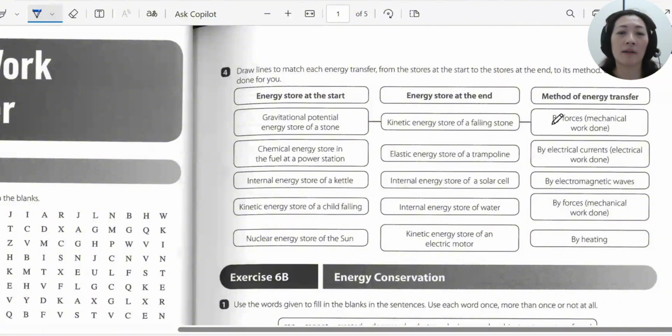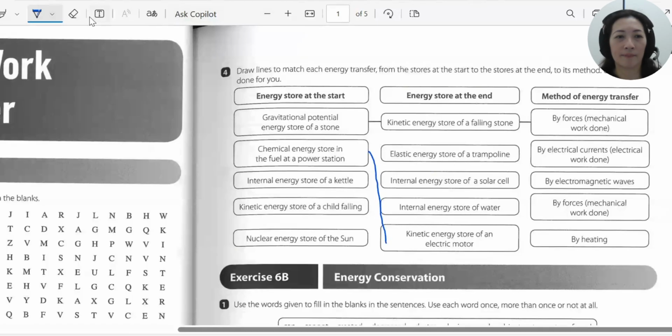Here's an example. Gravitational potential energy store of a stone was converted to kinetic energy store of a falling stone. And how was this energy transformed? By forces through mechanical work done. For the chemical energy stored in the fuel at a power station, the fuel is most likely converted into the kinetic energy store of an electric motor. So that's the one that's going to go here.